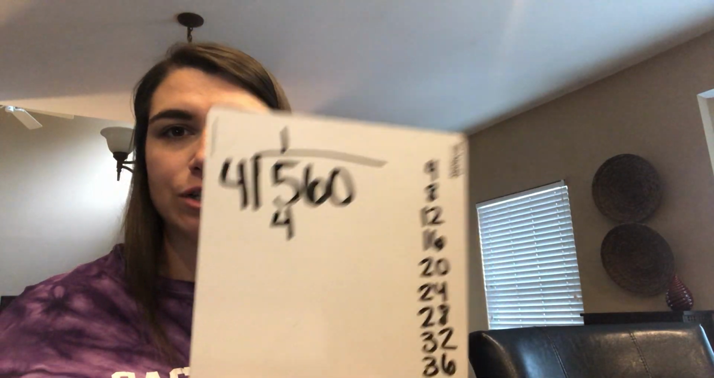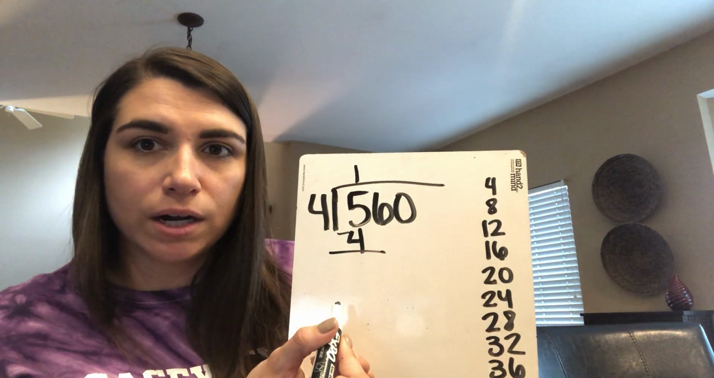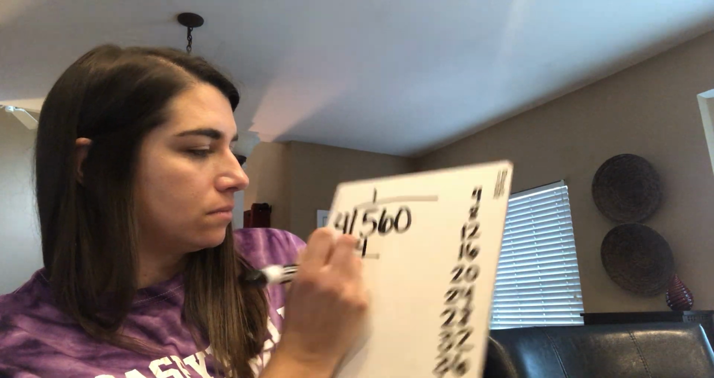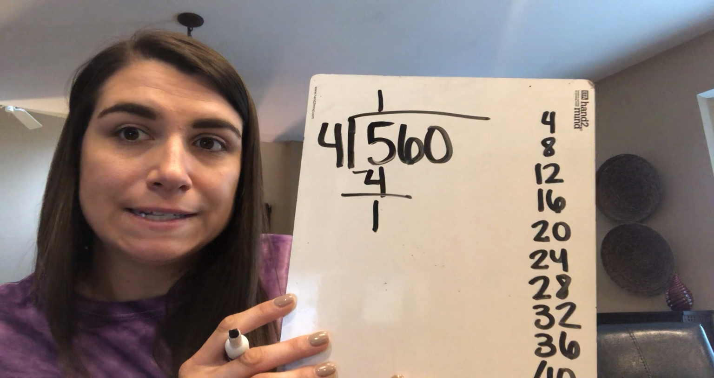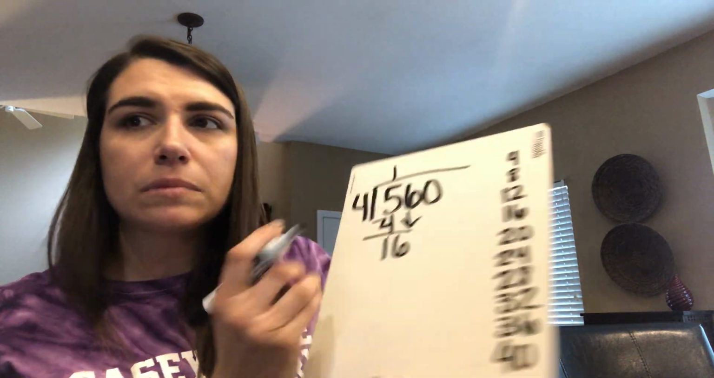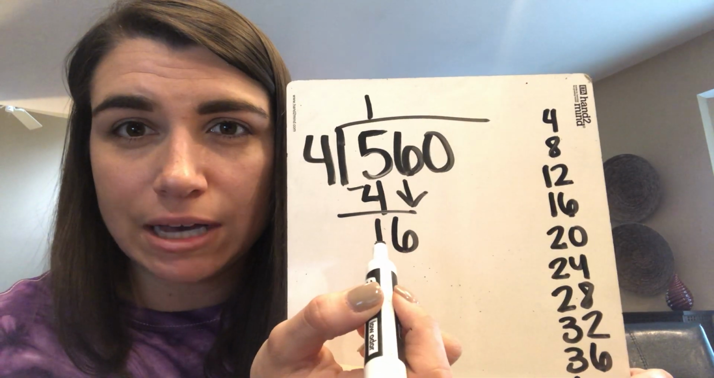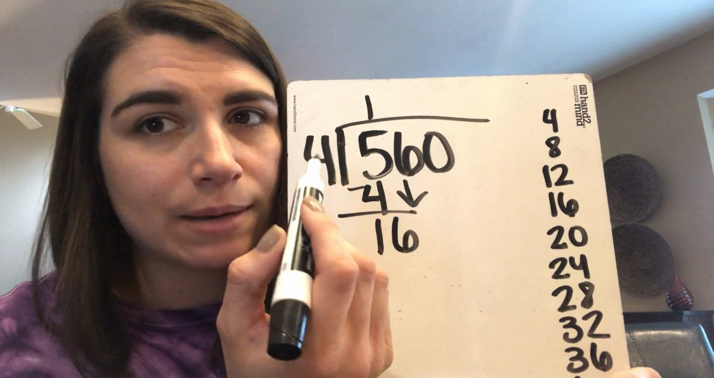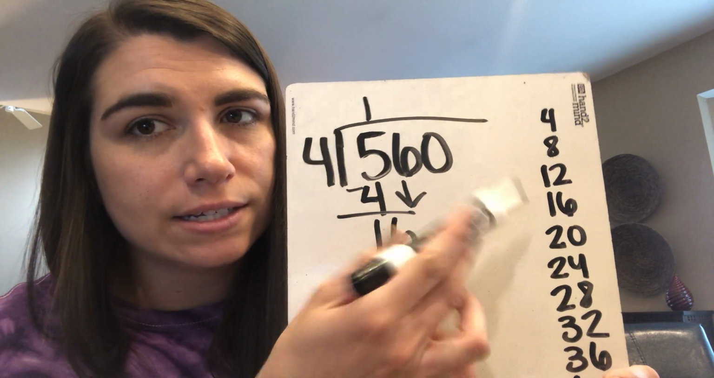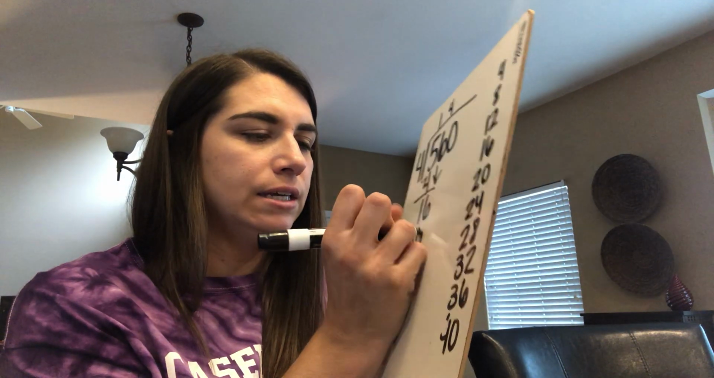Okay, then now I'm going to subtract. So I'm gonna subtract 5 minus 4, which is 1. Then I'm going to bring down the 6. So I'm gonna bring down my 6. And I need to think about what times 4 is gonna get me closest to 16 without going over. So I know that 4 times 4 is 16. So my 4 is gonna go on the top. 4 times 4, so I'm multiplying my 4, times the 4 I just wrote down, which is 16.